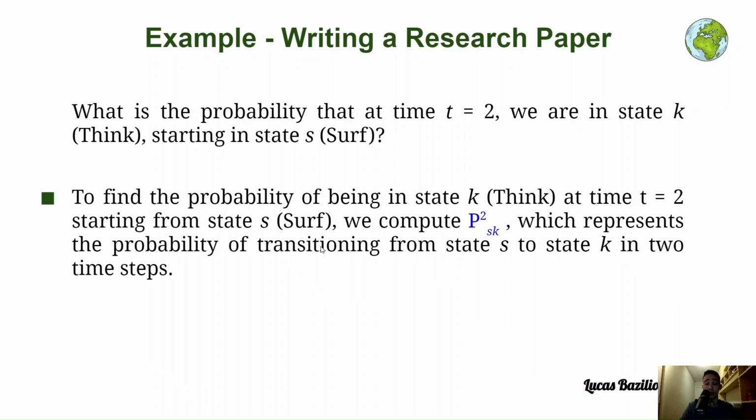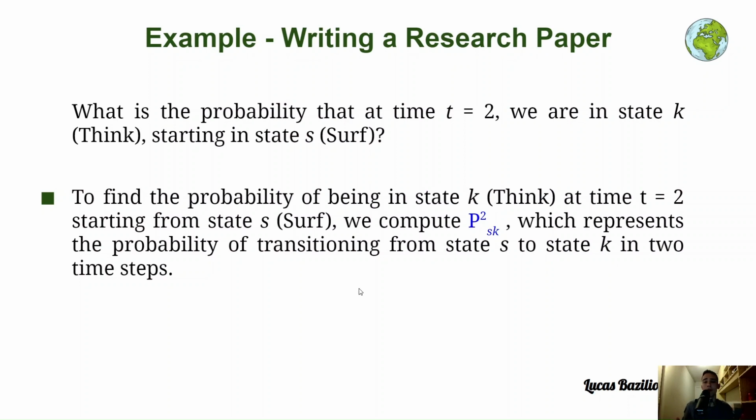So, in the solution to this question, to find the probability of being in the state K, which is the node think, at time t equal to 2, beginning from the state S, that is at time 0 we are in the state S, which is the node serve, then the only thing we need to do is to compute P squared, and then we only look at the row and column S, K respectively. This will represent the probability of transitioning from the state S to the state K in 2 steps.